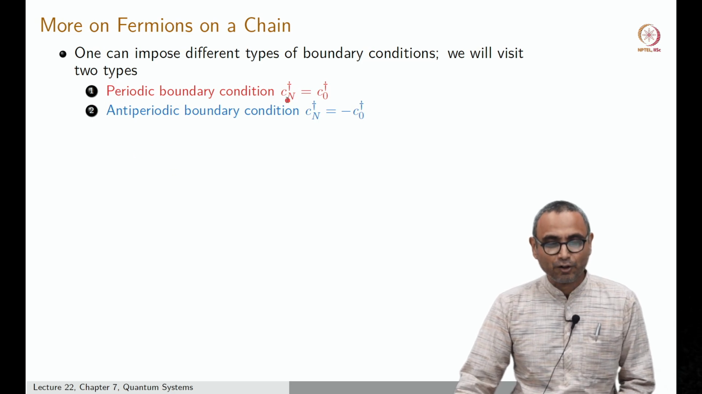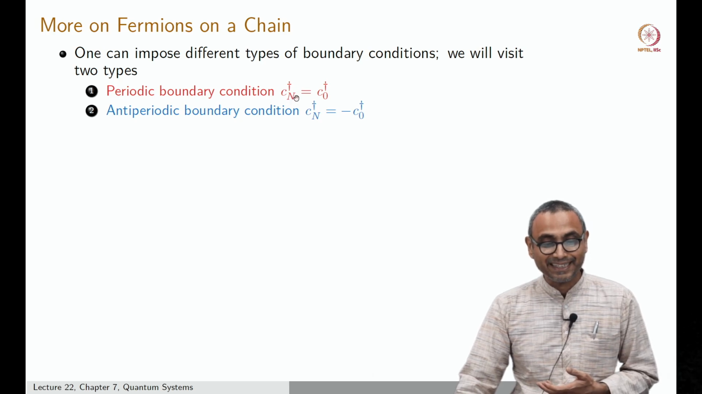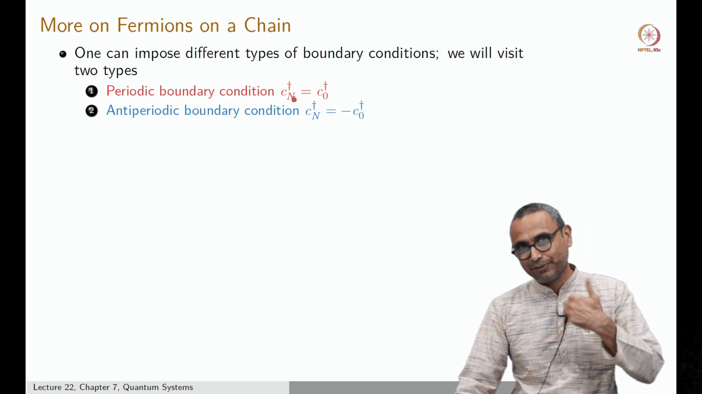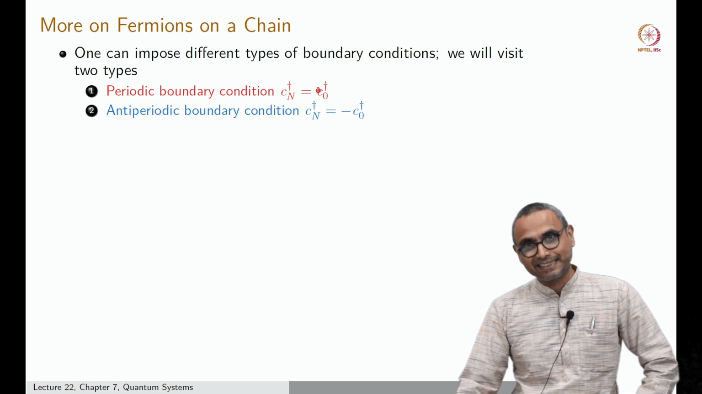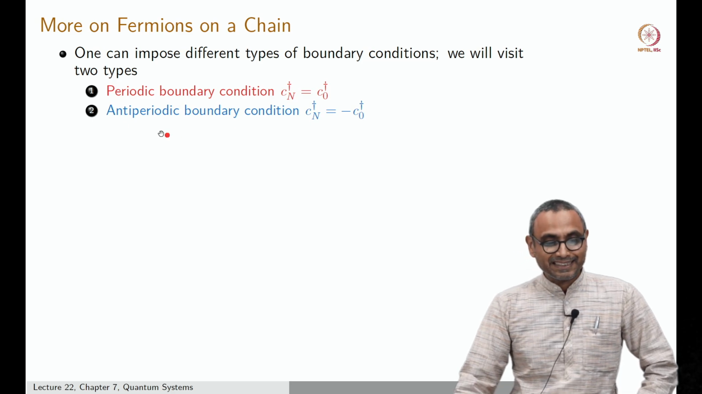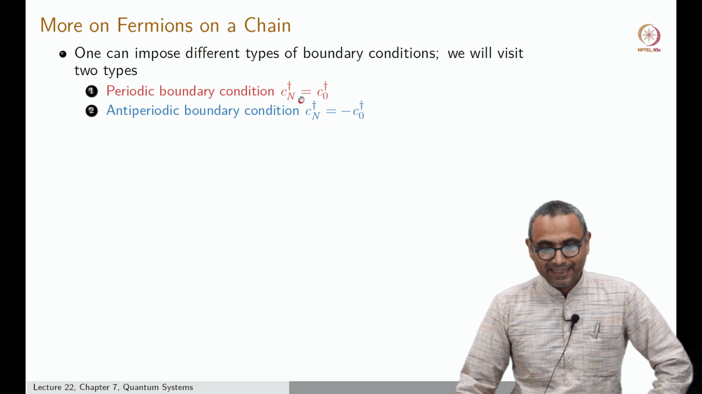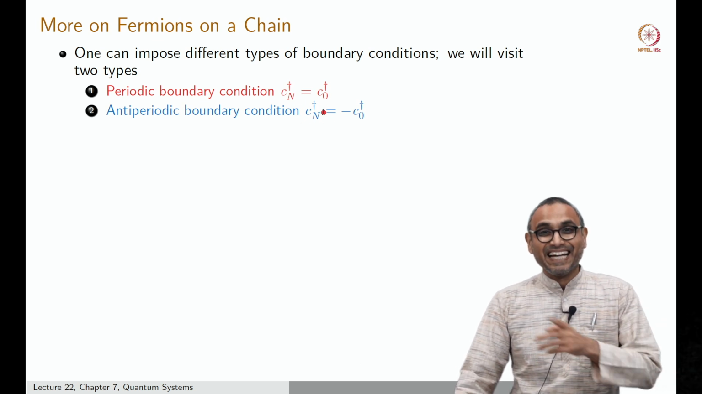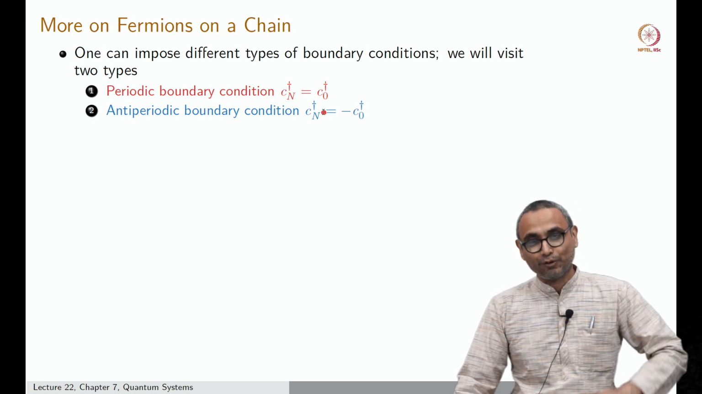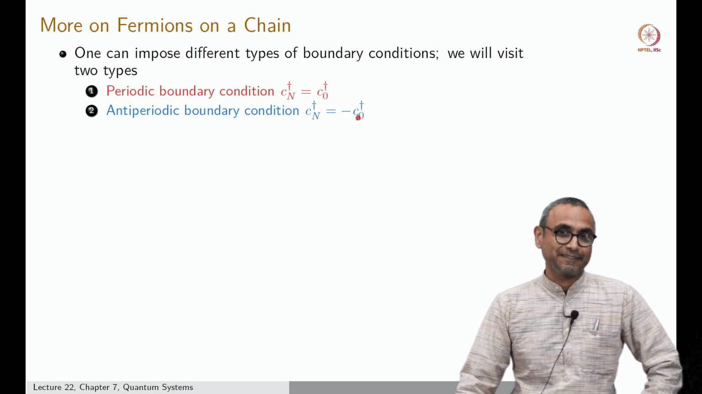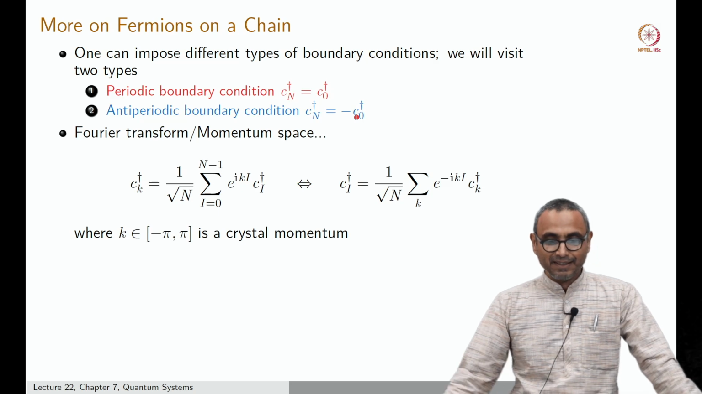The first one is called periodic boundary conditions. It says that the creation operator at the nth site, which was identified as the 0th site, is the same as the creation operator at the 0th. There is something called anti-periodic boundary conditions which we will need, that is why I am introducing this. The creation operator at the nth site, which is physically the same as the 0th site, is taken to be negative of the creation operator at the 0th site. So this is called anti-periodic boundary condition.